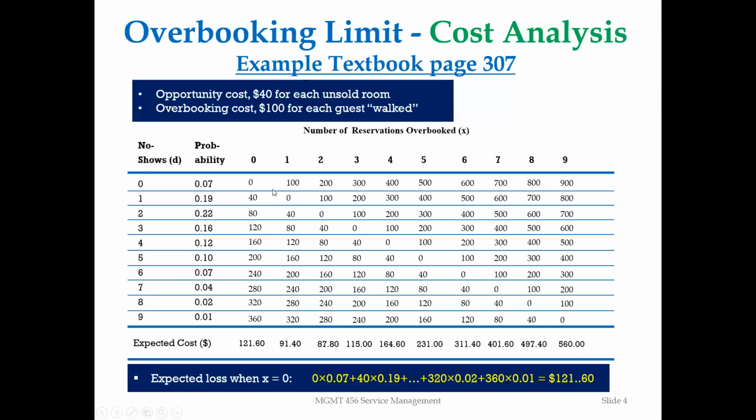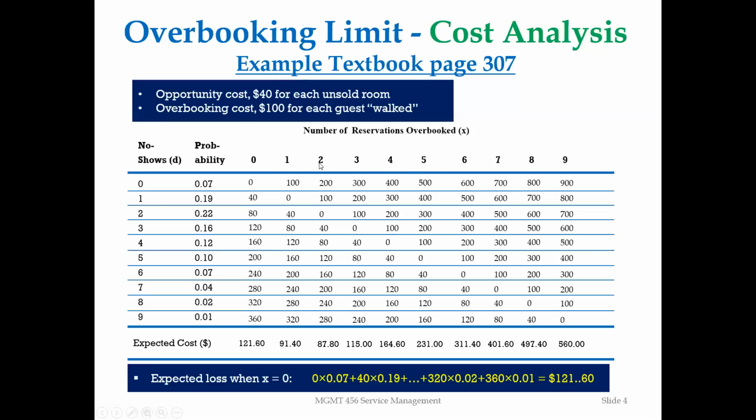So now the last question is, what should be the optimal overbooking limit? Shall we overbook by 0 or 1 or 2 or 3 or maybe 9? How do we choose? We look at all these expected costs and see which is the lowest cost. You can see 121, 91, 87, 115. Starting from here, it's decreasing, and then it's increasing again. So the lowest expected cost is 87.80, corresponding to an optimal overbooking limit of 2.